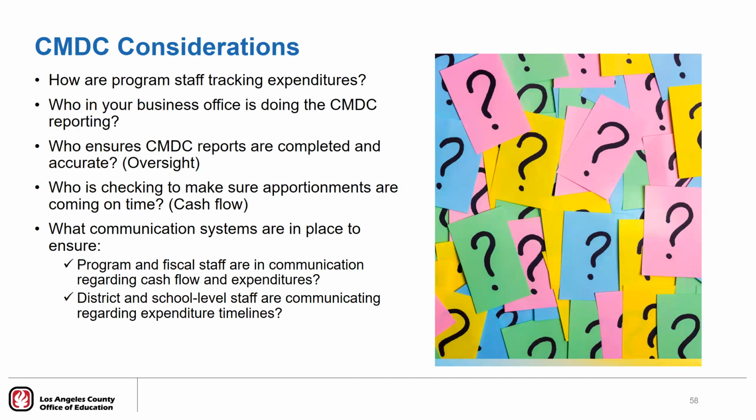So here are just a few things to consider regarding the cash management data collection. So how are program staff tracking spending at the district level, as well as at the school level? Who in your business office completes the CMDC reporting? Also, who ensures the CMDC reports are accurate? Who is checking to make sure apportionments are coming on time? And finally, what communication systems are in place to ensure communication between program and fiscal staff, as well as between district and school level staff?